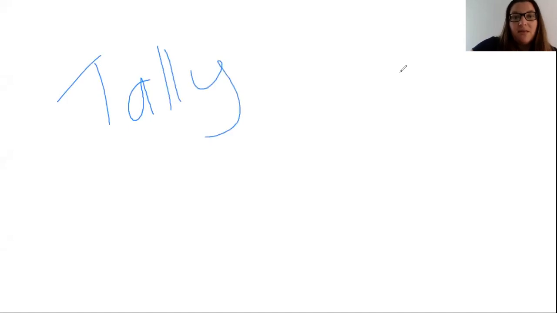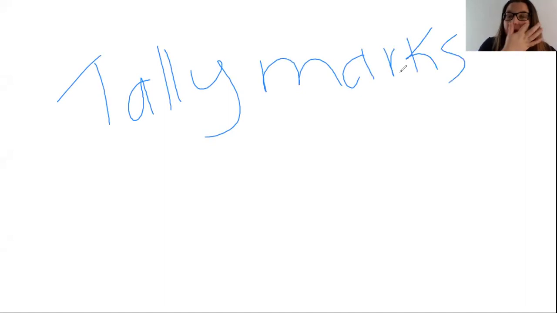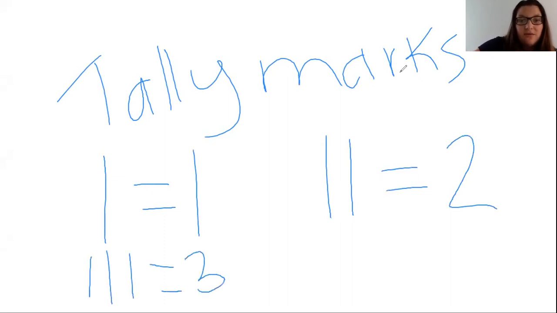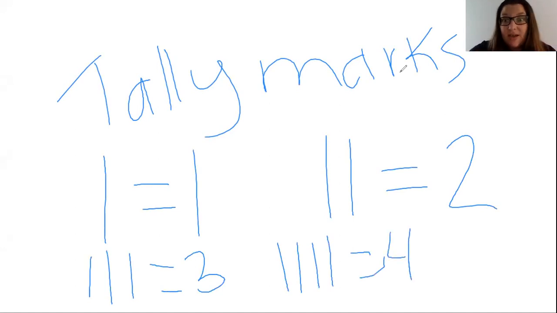Now, the first thing that you are going to be talking about is tally marks. Tally marks are something that you should be familiar with. You've learned about them in grade 1 and grade 2. All you need to know for tally marks is that 1 equals 1, 2 equals 2, 3 equals 3, 4 equals 4.